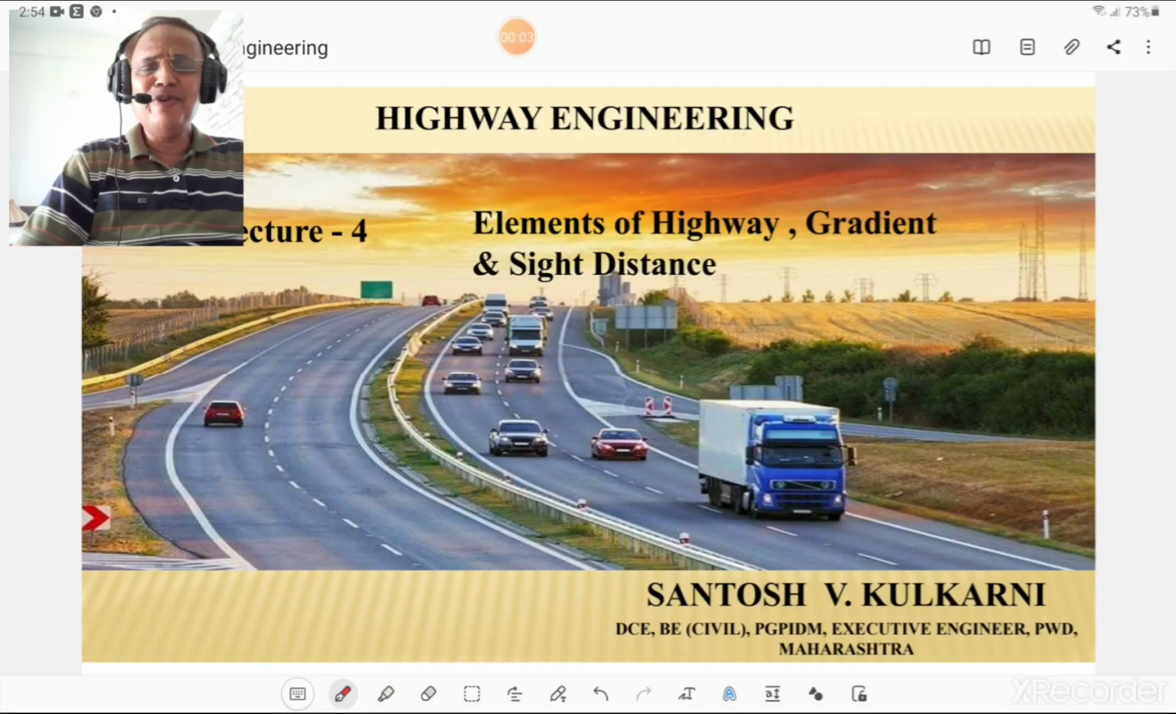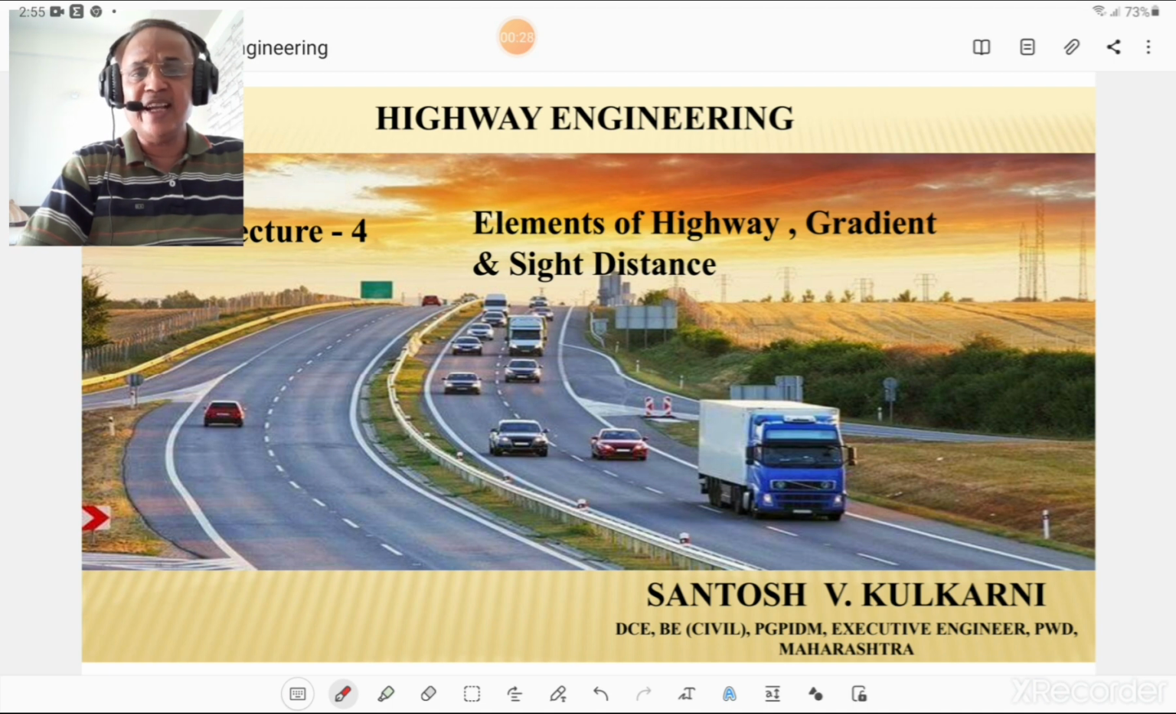Today I am going to deliver my lecture number 4 on highway engineering or road engineering, which deals with the elements of the highway, gradient and side distance, which are the geometric design part of the highway. This lecture is very important as far as MPSC mains is concerned, and also very useful for the degree as well as diploma level students, and also useful for the various professional exams, competitive exams, GATE and IES, etc.